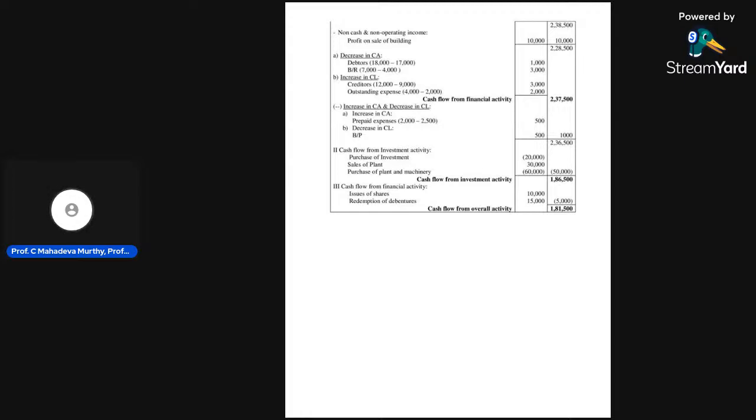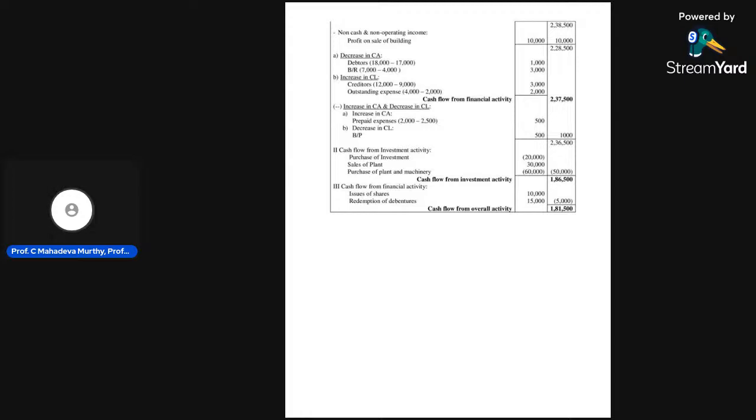Then 30,000 cash comes into the organization. That is 80,000 minus 30,000, 50,000. Here the cash flow from investment activity is 50,000. We need to deduct that 50,000, that is within brackets, that is, cash goes out from the organization. In the final cash flow for investment activity, cash goes out in the tune of rupees 50,000.